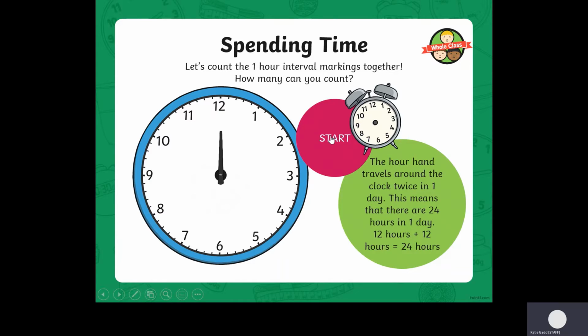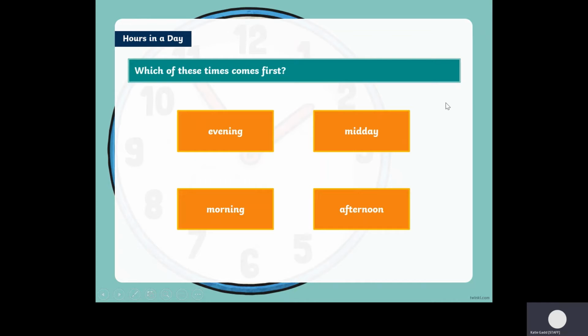This means that there are 24 hours in one day. 12 hours add 12 hours equals 24 hours. So you might have heard the word AM and PM. So AM refers to the morning until midday and PM until midnight.